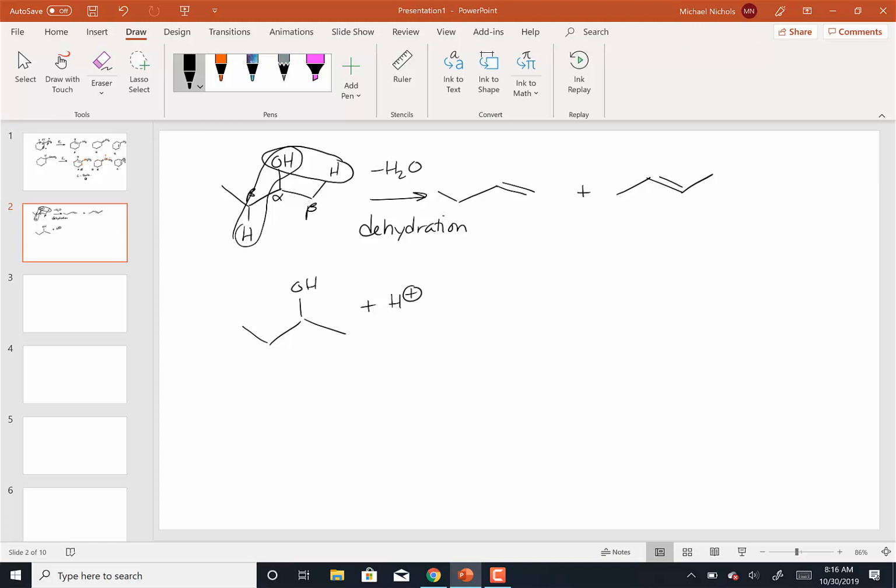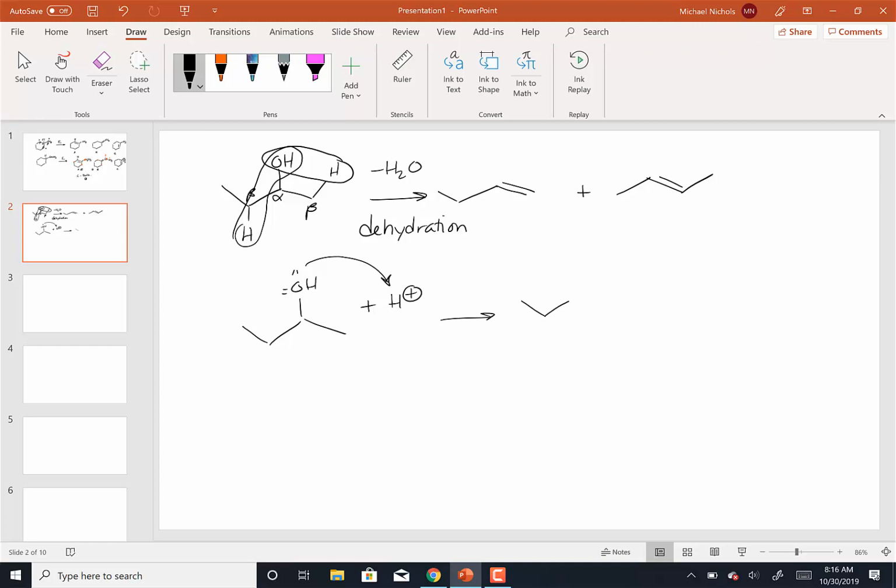And what's H+ going to do? You're going to hear me say over and over again for the rest of this semester, for the rest of the year, if you have me: whenever you have an oxygen molecule and you add acid to it, the first step is always protonate the oxygen. That's always going to be the first step. So we're going to protonate the oxygen by having the OH bond the H+.